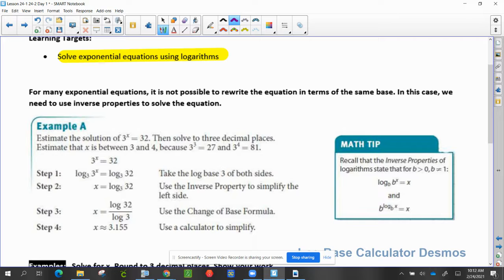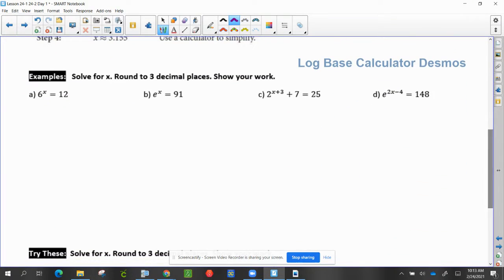So when that's the case, we need to use logs, logarithm statements, and a calculator to solve for x. So none of these are going to work out to be nice numbers. We're going to get kind of weird decimals. But let's go ahead and go through a couple problems together.